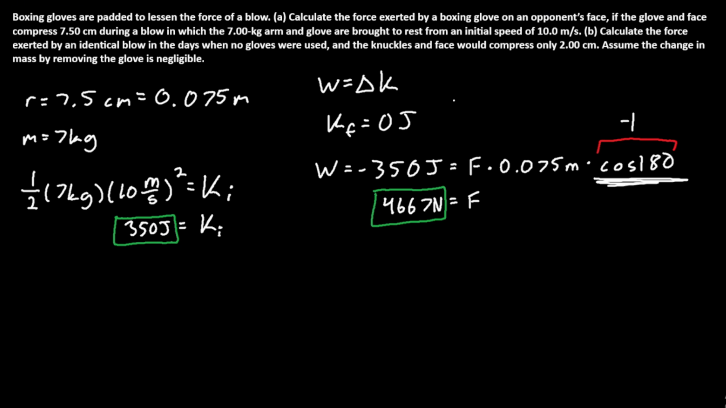But how about for part B? So this is for part A. How about for part B? Well, for part B, now you're doing bare knuckle. So, ooh, yikes, that's going to hurt a lot more for someone because you're actually doing work within a shorter distance. Therefore, you're exerting more force onto someone.